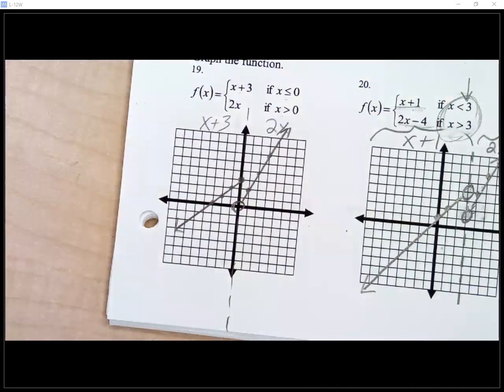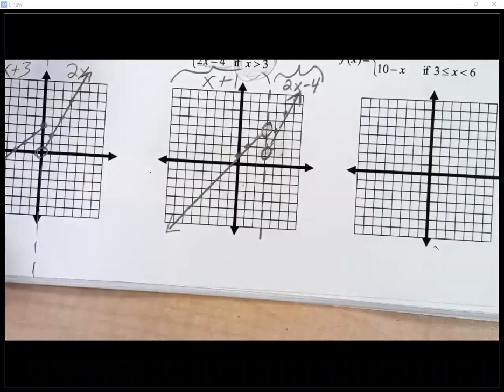How are we feeling so far? Should we try a harder one? I knew you'd be up for it. I knew you would be. A harder one, these are like. Look at 21. Oh, God.